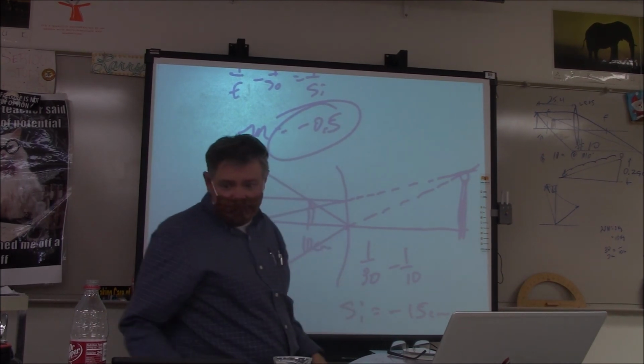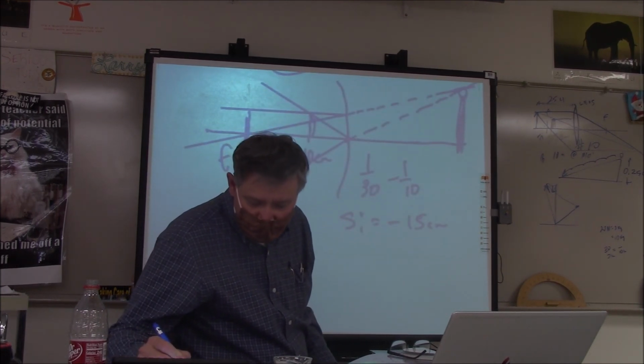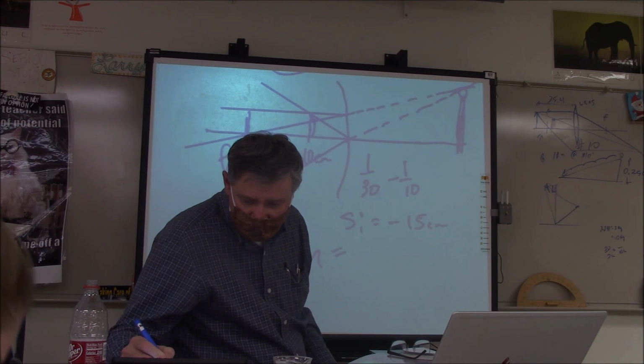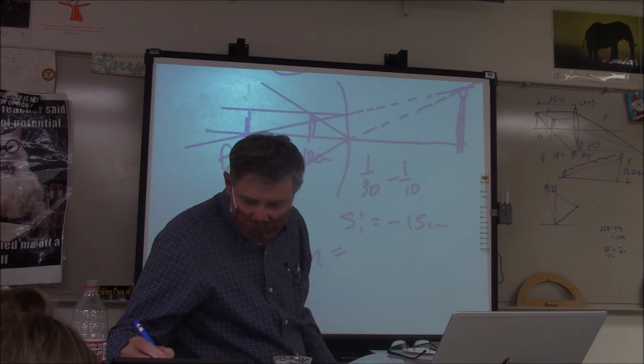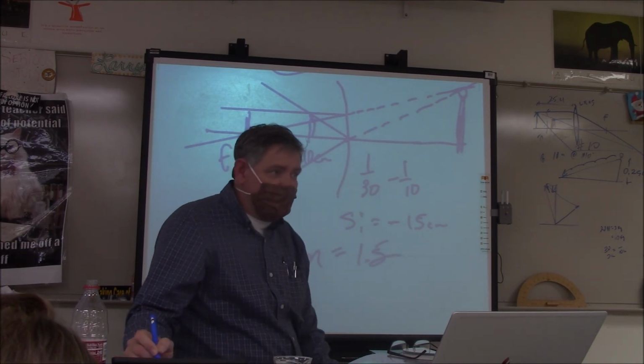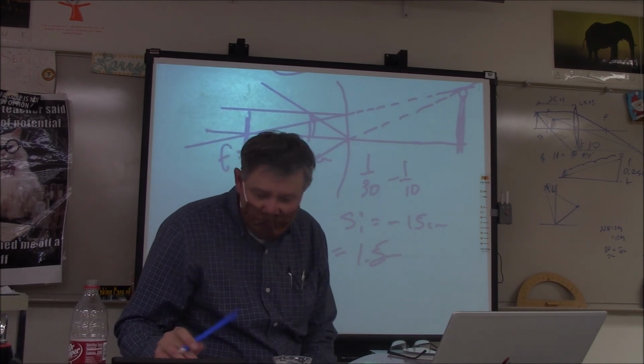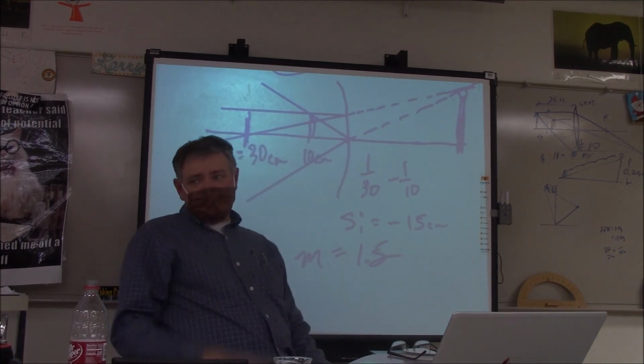So, what did you get for the magnification? Magnification should give like 1.5. Positive or negative? Positive, so therefore it is upright.